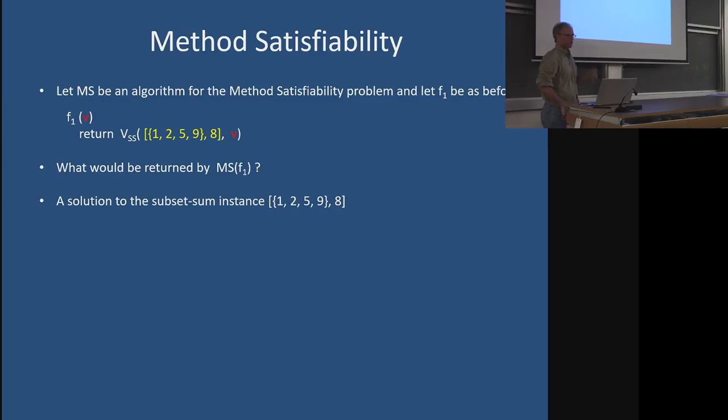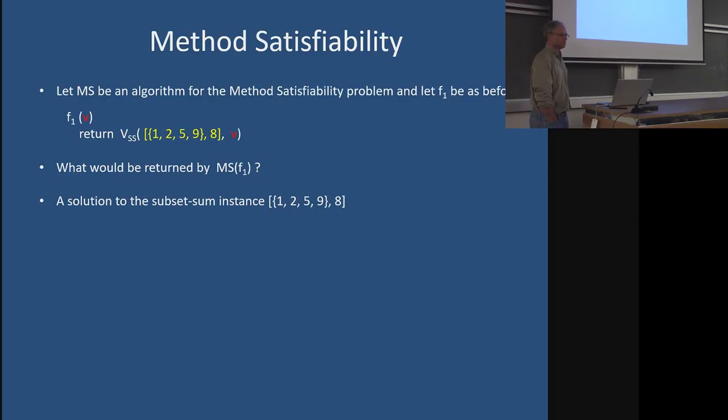And feed the new F1 to MS. And what's MS going to do? Find the answer, or find something better. It's going to return something that makes F1 return true, or tell you that there is no such thing. So we can force MS to solve anything we want it to.